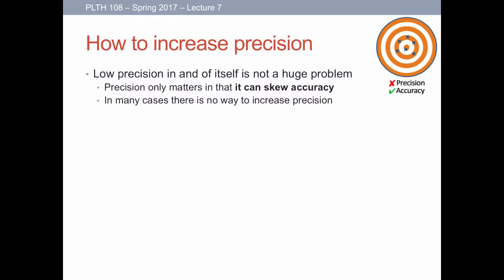All right, so how do we increase precision? One thing we should point out right off the bat is that low precision, as we mentioned before, is in and of itself not a huge problem. You're basically fine with low precision as long as it is focused around an accurate population estimate, and that precision doesn't skew your accuracy. If for whatever reason most of the precision points are starting to skew a little bit away from the center, then you've got a problem.